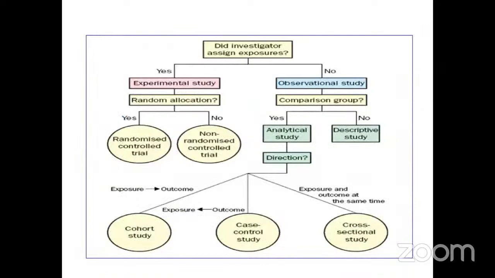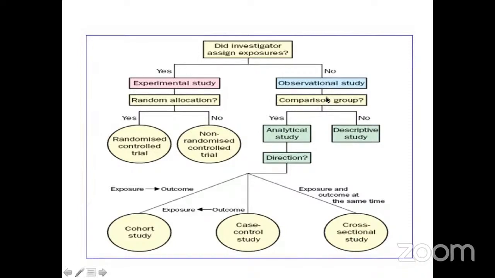Depending upon the type of study, what an investigator does: suppose we assign an exposure or he intervenes, then it becomes an experimental study. And if you follow a sequence called random allocation, which I am going to discuss in the subsequent slides, they are known as randomized control trials. If you don't do that, it is a non-randomized control trial. On the other hand, if the investigator doesn't employ any exposures or interventions, he just observes a set of patients, then it is known as an observational study.